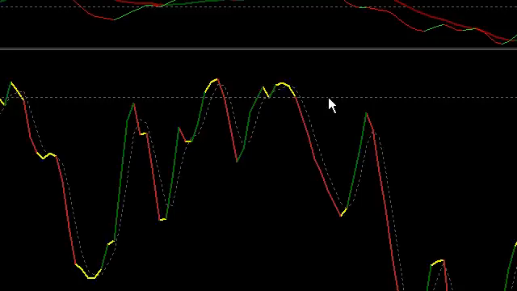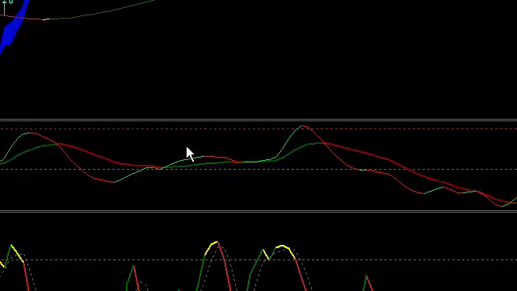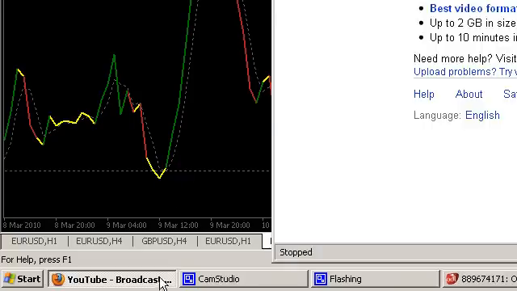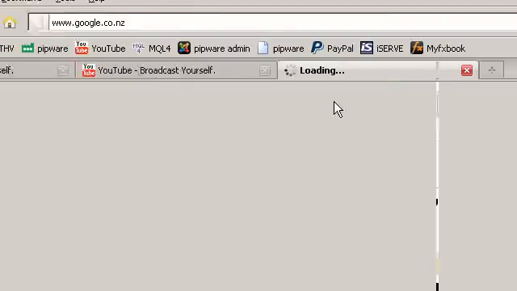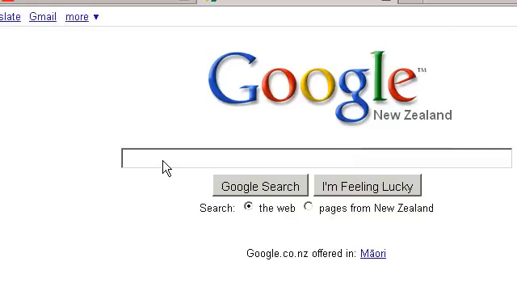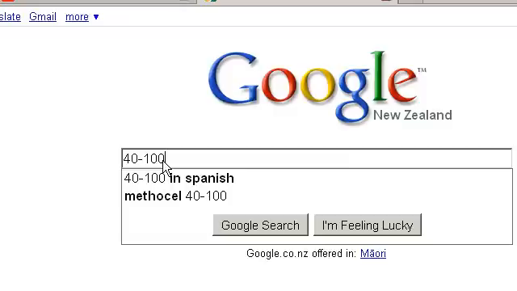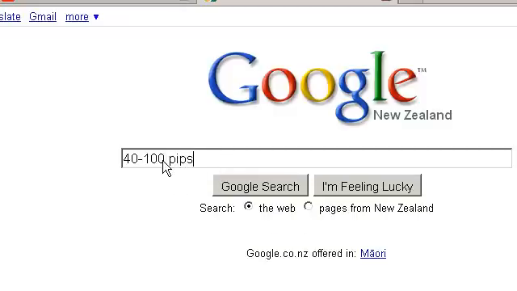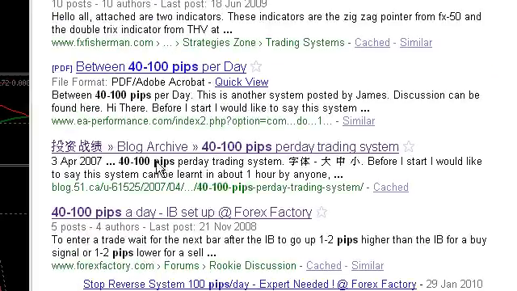So it's easy to find tons of systems out there that use stochastics, and let's just go and have a quick look. So we'll jump onto Google. And if you just type into Google 40 to 100 pips, that's what I'm after per day. My target was about 40, but hey, look, it's pretty easy to get more, between 40 and 100 pips a day now, using the systems I'm using. So we'll go and search for that, and we find quite a few systems kind of laid out here.